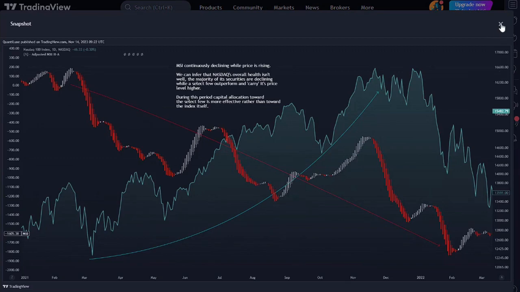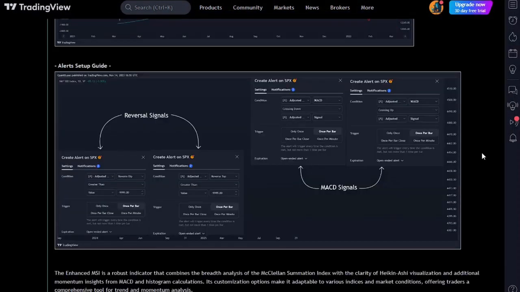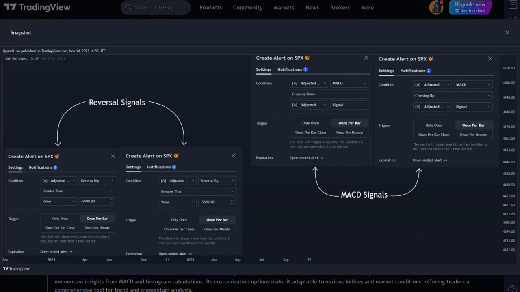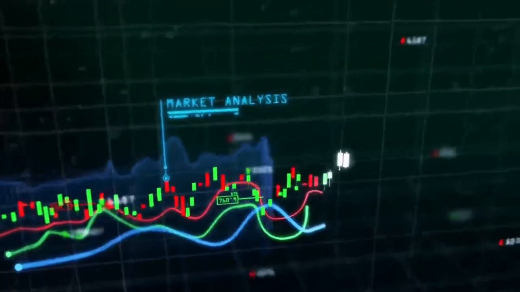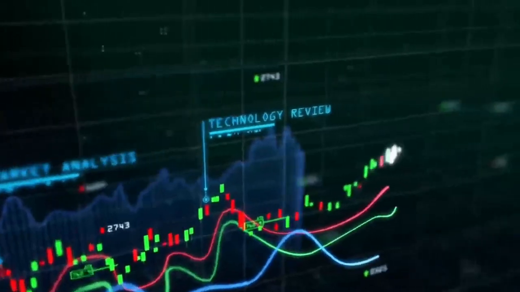The Enhanced MSI is a robust indicator that combines the breadth analysis of the McClellan Summation Index with the clarity of Heikin-Ashi visualization and additional momentum insights from MACD and histogram calculations. Its customization options make it adaptable to various indices and market conditions, offering traders a comprehensive tool for trend and momentum analysis. And that wraps up our deep dive into the Enhanced McClellan Summation Index.